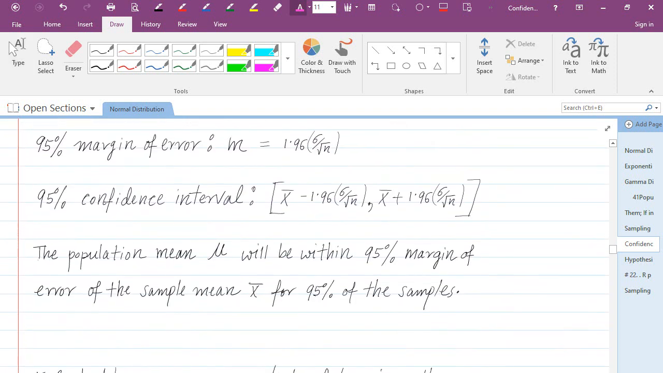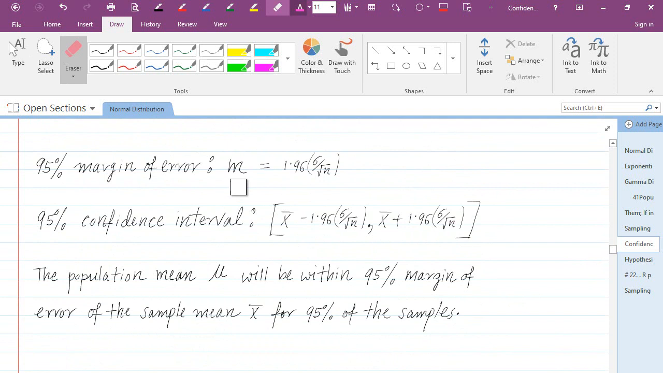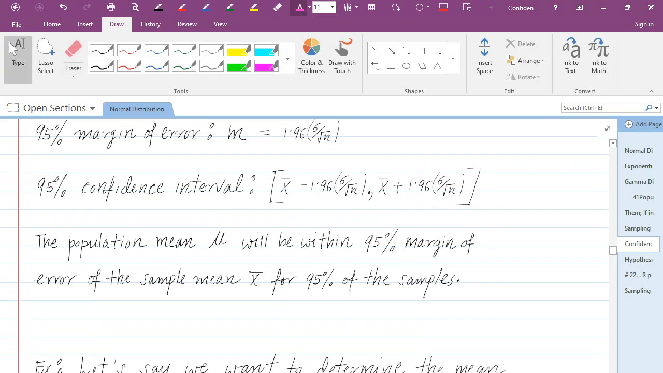To make it concrete, the 95% margin of error is defined to be the value m equal to 1.96 sigma over root n, and the 95% confidence interval is an interval of the form x bar minus the 95% margin of error, comma, x bar plus the 95% margin of error. So this is the range of values centered at x bar. The population mean mu will be within the 95% margin of error of the sample mean for 95% of the samples.